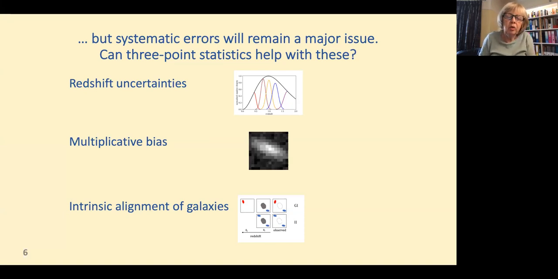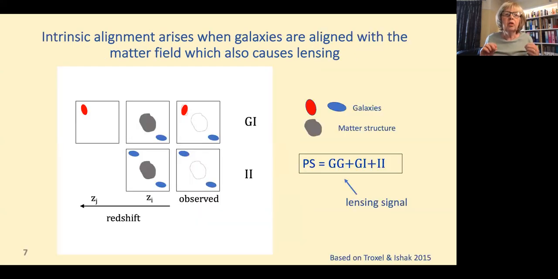And finally, we looked at intrinsic alignments of galaxies. And I'll say a little bit more about that, because it's a bit more complicated for the bispectrum than the power spectrum. So intrinsic alignments are a problem for weak lensing because they contaminate and mimic the lensing signal. When we're measuring lensing, cosmic shear, we're looking for very subtle alignments of lensed galaxies from which the photons are passed through similar matter structures along the line of sight.